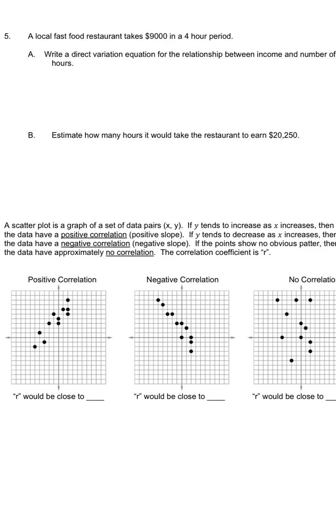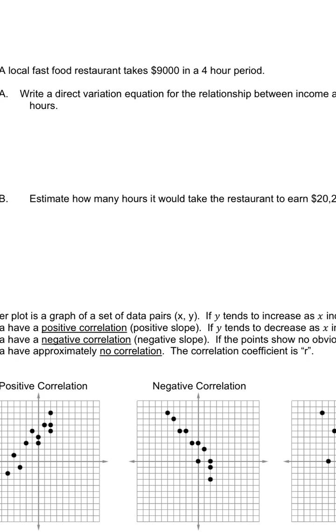Now it says a local food restaurant takes $9,000 in a 4-hour period. So our $9,000 will be our y, 4-hour period will be our x. So it says write a direct variation equation for the relationship between income and number of hours. So a direct variation, therefore we're going to have k equals y over x. So we have 9,000 divided by 4. And that comes out to 2250.